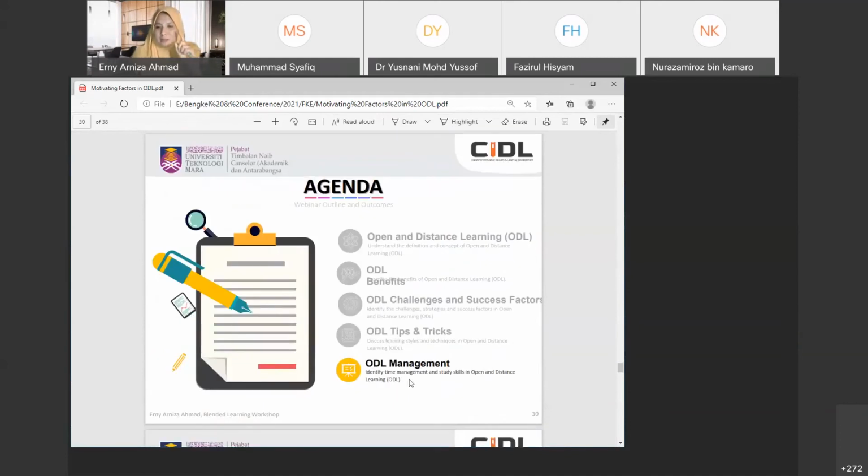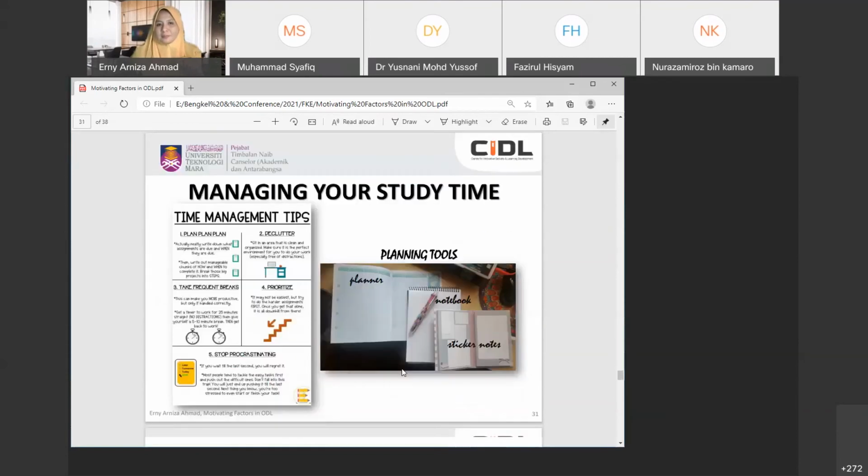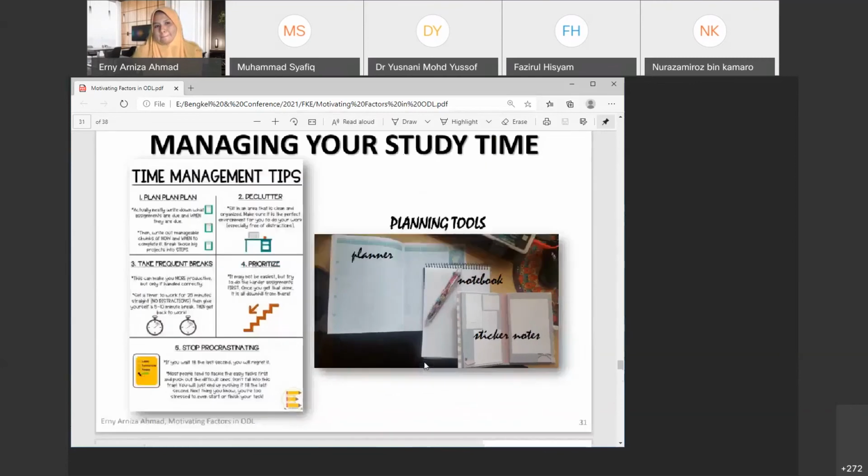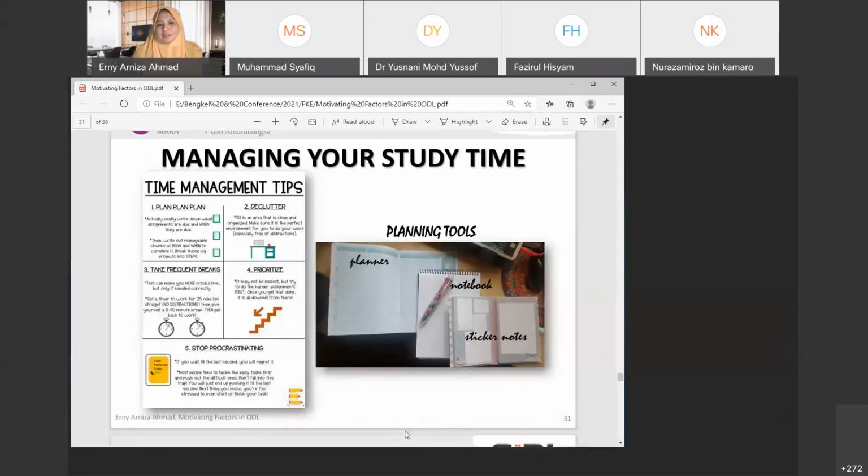Now on the management. So how to manage your study time? Earlier, about the Pomodoro data, when do you do it, madam? How do you do it? What task do you do? So, time management tips.